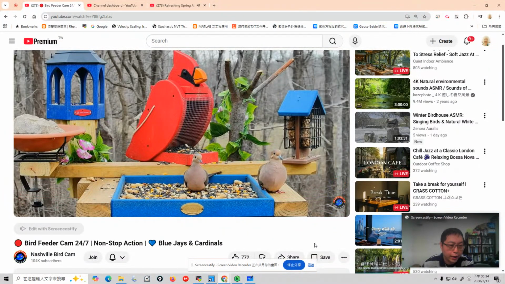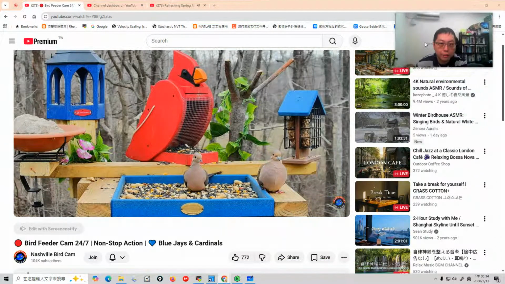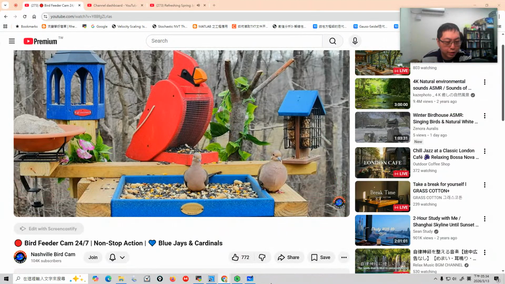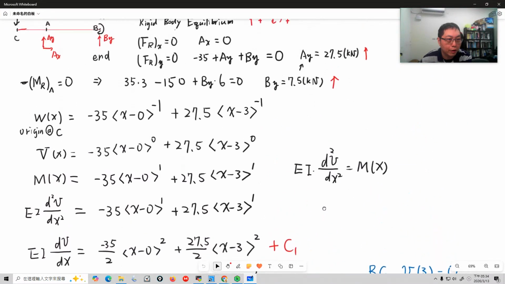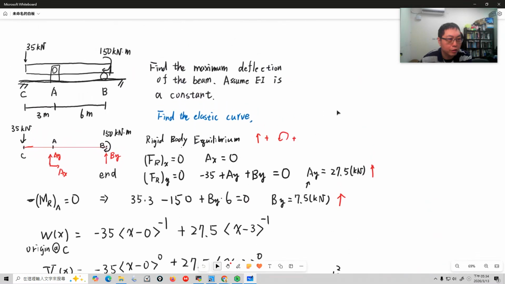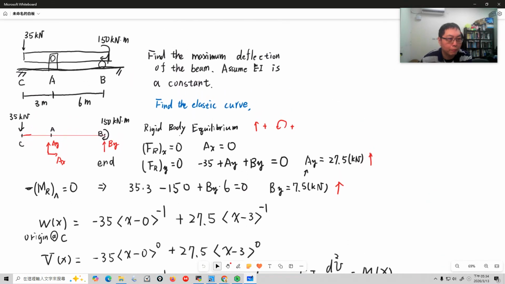Hello everyone. In this video I'm going to finish the second part of example 16.6. Let's look at 16.6. It says: find the maximum deflection of the beam. Assume EI is a constant.